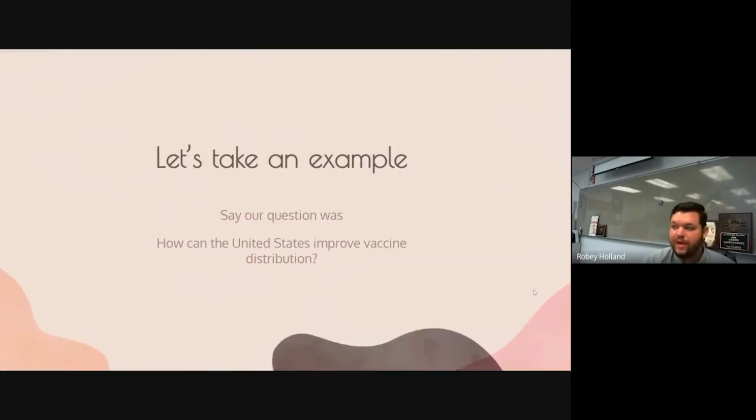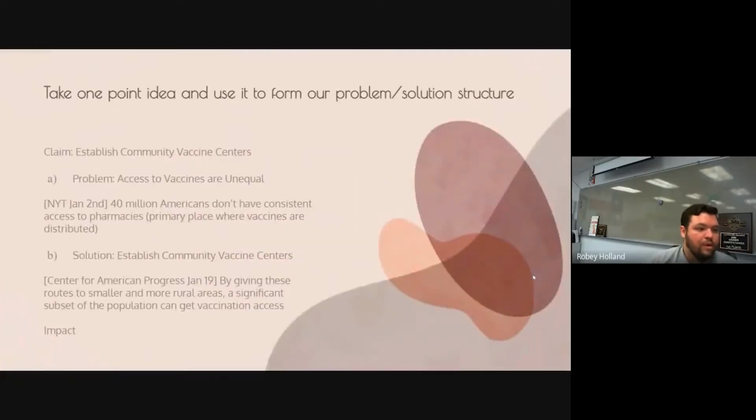So then let's go ahead and take a look at this problem solution structure for a specific question and give you a potential example for a good point to answer the question. So let's say that our question was, how can the United States improve vaccine distribution? Well, one great idea for an area of analysis for this question would be to make a point about establishing community vaccine centers, right? So that would be the tagline that we would give in our Extemp speech.